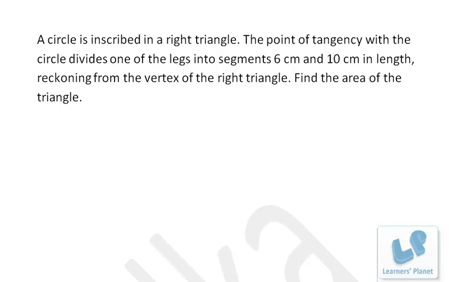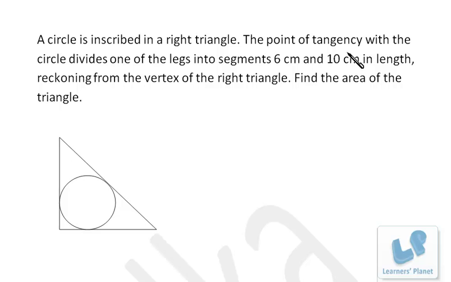Now friends, let's try this problem. A circle is inscribed in a right triangle. The point of tangency with the circle divides one of the legs into segments 6 and 10 centimeters in length, reckoning from the vertex of the right angle. Find the area of the triangle. I draw the diagram first of all. So this is the diagram.